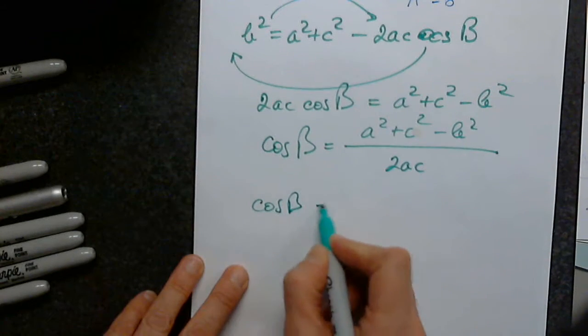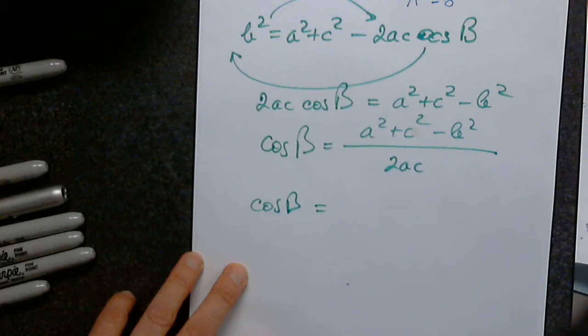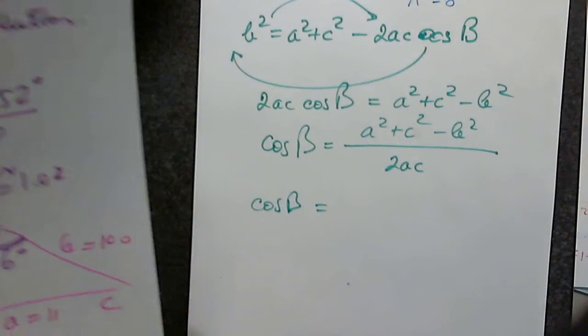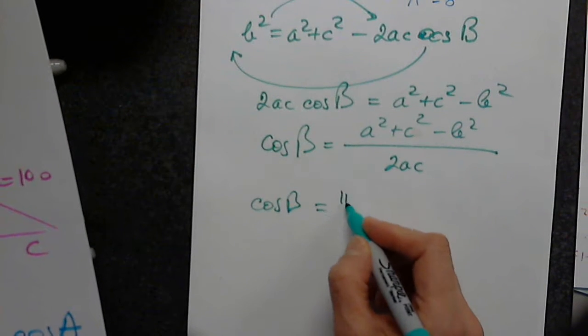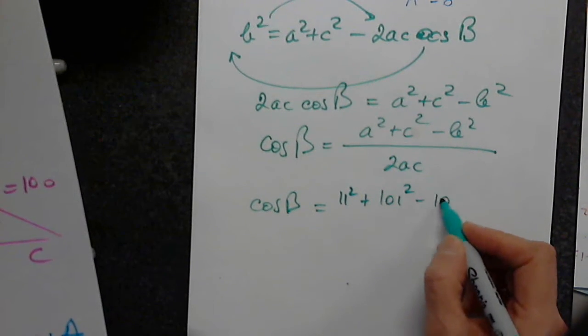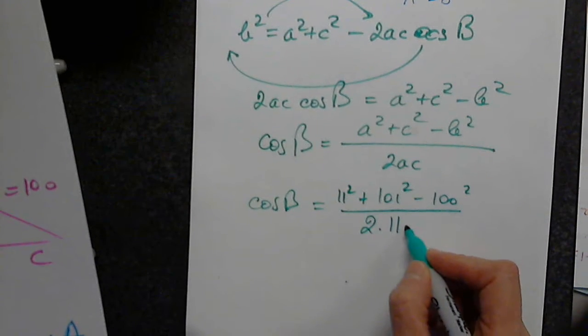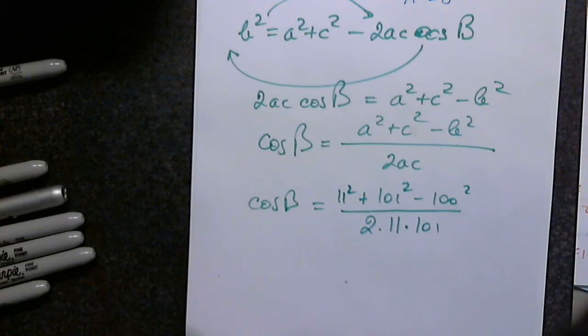So then cosine b, okay, for a squared, 11 squared plus 101 squared minus 100 squared, divided by 2 times a and times c, which is 101. So I plug it in.